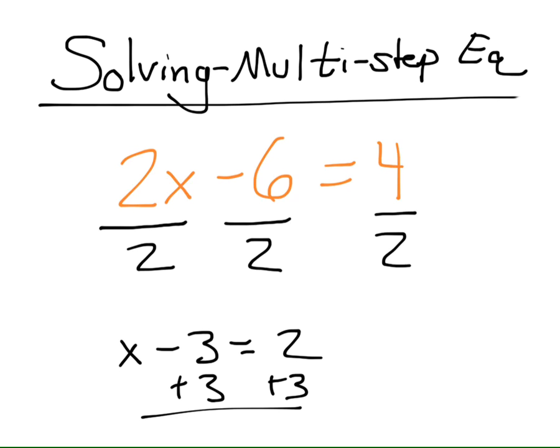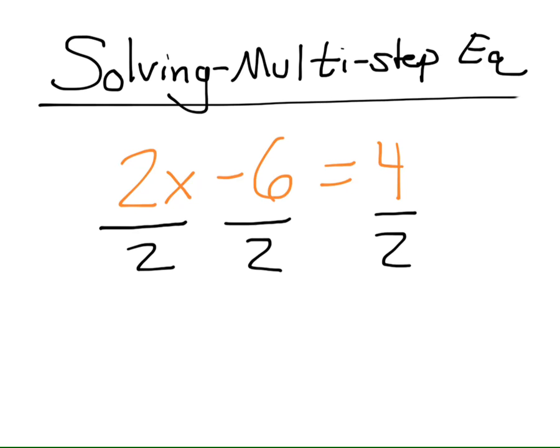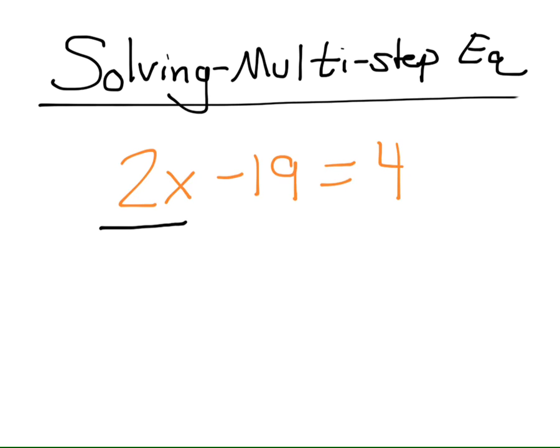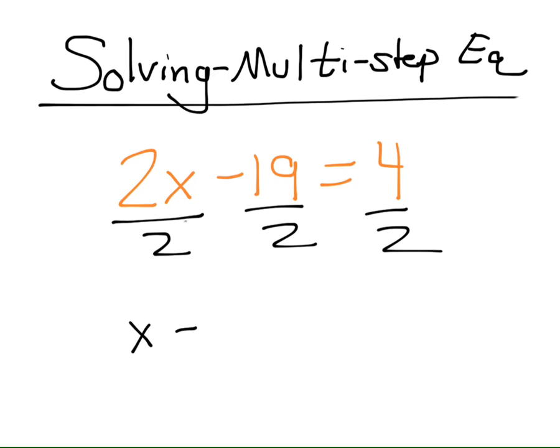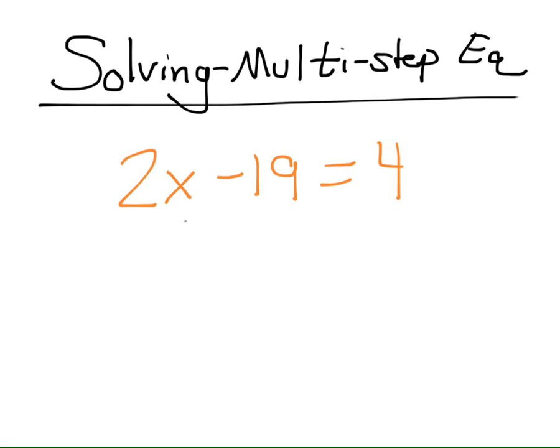But most of the time, let's say I change the problem to this. Let's say instead of minus 6, I changed it to minus 19, okay? And let's say you tried to divide everything first by 2. If you try to do that first, that's a lot worse, right? Because that's going to become x. Now you're going to have 19 over 2 equals 2, and you're going to have to add 19 over 2 to both sides, and it's not going to work out really well. That's why most of the time, if we can, we want to undo the addition or subtraction first.